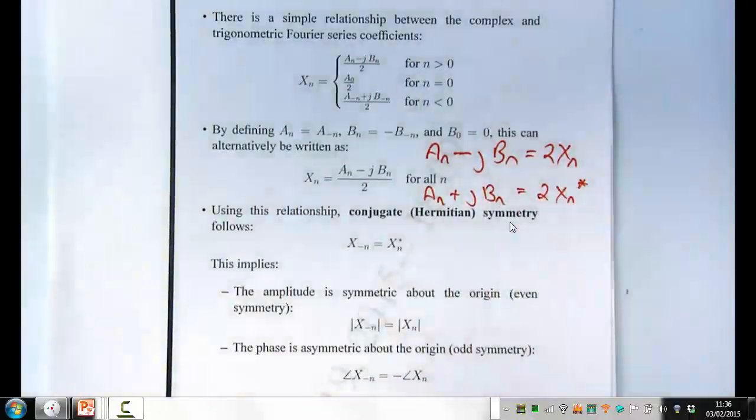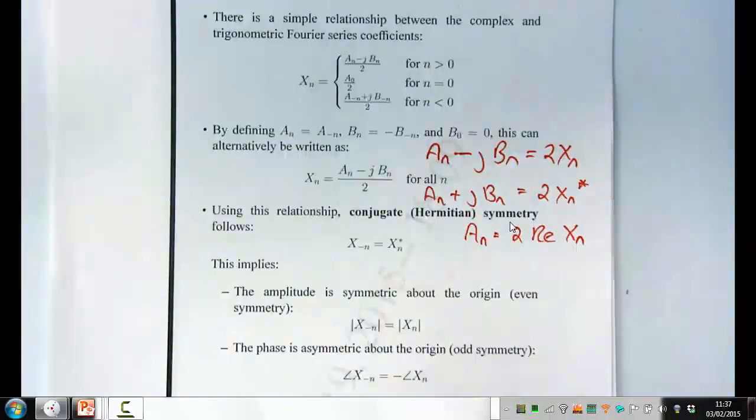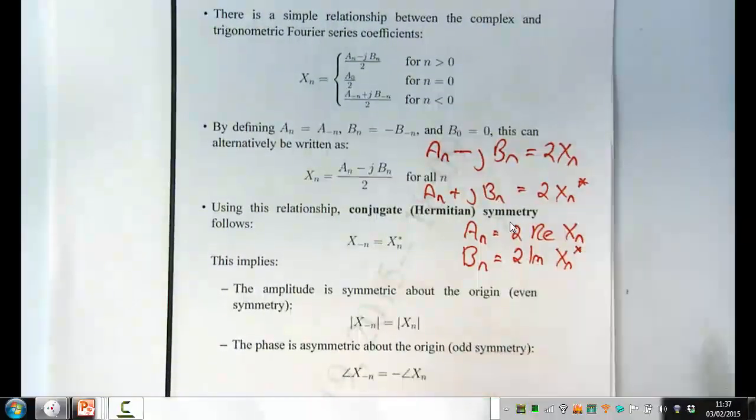So I've got an plus jbn is 2 times the conjugate of a complex Fourier coefficient. So in principle, if I wanted to find an, I just take the real part of 2 times x of n conjugate. And in fact, the real part of x of n conjugate is just the real part of x of n. And similarly, bn is 2 times the imaginary part of x of n conjugate. Or in fact, that will probably just turn out to be minus 2 times the imaginary part of x of n. So you could do that.